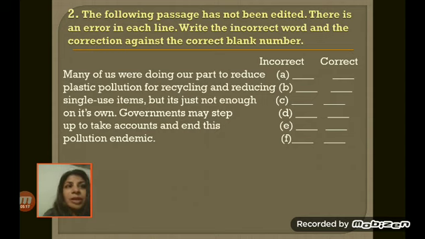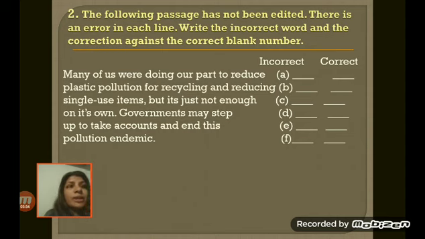Many of us were doing our part to reduce plastic pollution for recycling and reducing single use items, but it's just not enough on its own. ठीक है. अब many of us were doing our part. So what has happened now? Does the sentence or the passage imply that we have stopped doing? That we were doing but we're not doing? But then the passage does not imply that. ठीक है. तो many of us were doing our part की जगह are doing our part to reduce plastic pollution, ये correct है. ठीक है.